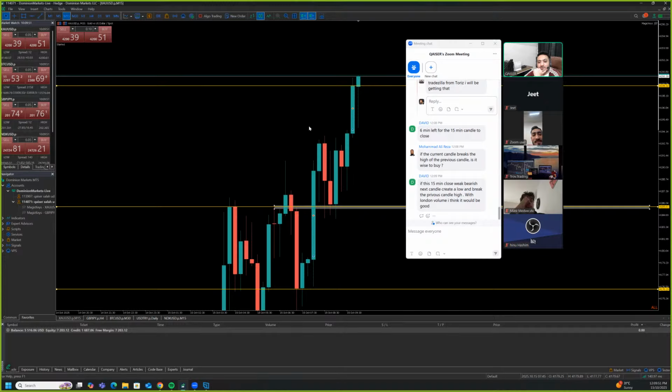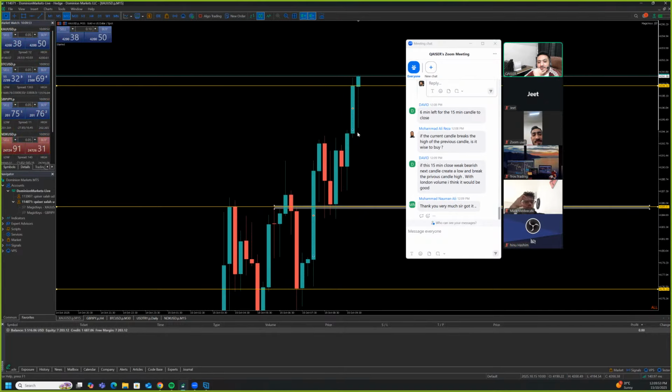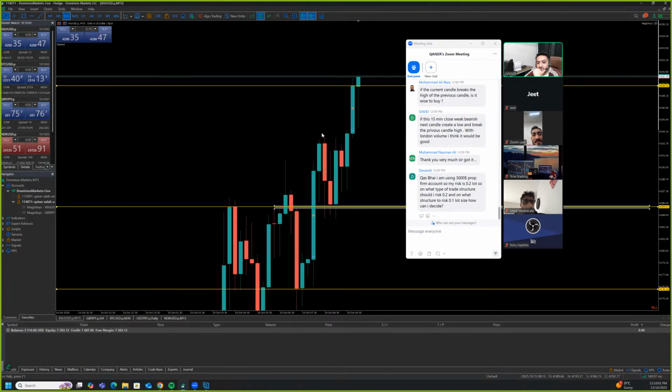Okay, 6 minutes left for the 50-minute candle to close. Let's see if the current candle breaks the high of the previous candle. Is it wise to buy it? No, no, no, no, no, no. What's wrong with you guys?